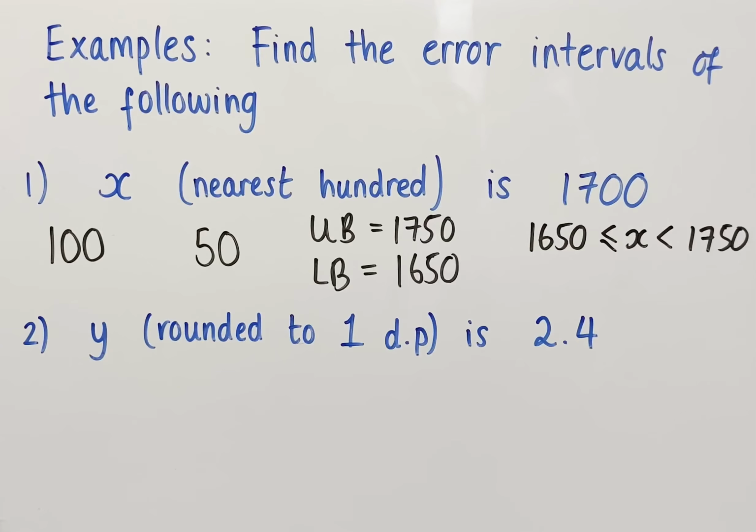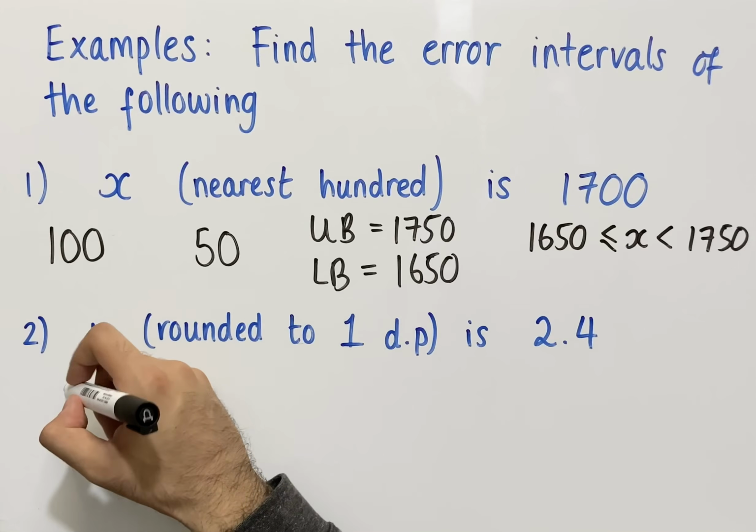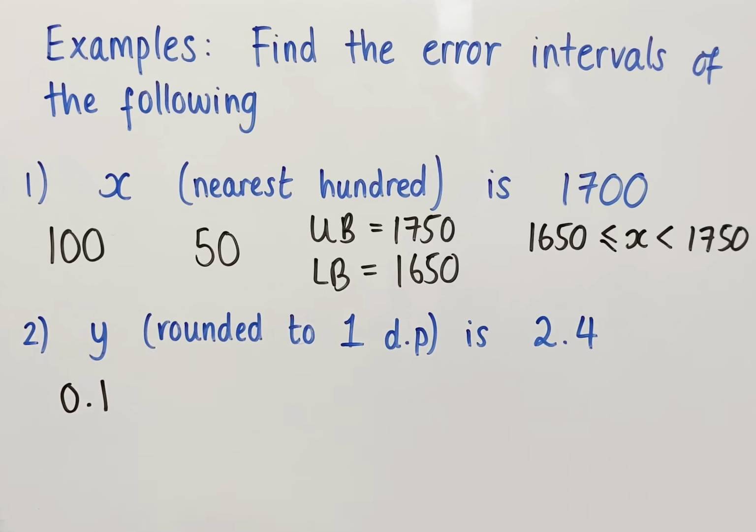For the second question, we're trying to find the error interval for when y rounded to one decimal place is 2.4. So in this case, we first need to work out the upper and the lower bound. And since our number is rounded to one decimal place, we know that for one decimal place, the unit would be 0.1. We go up in 0.1s when we're looking at numbers to one decimal place. Now, to find the upper and the lower bound, we need to work out half of the unit and then add it and subtract it from the number we have.